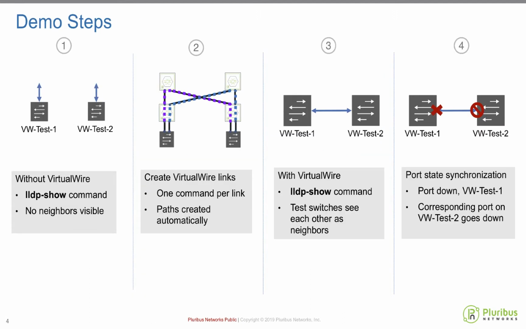This demo is broken into 4 steps. First, when test 1 and test 2 are physically connected to the VirtualWire fabric, and we run an LLDP show command, no neighbors are seen. This is by design as the switch is in VirtualWire mode.